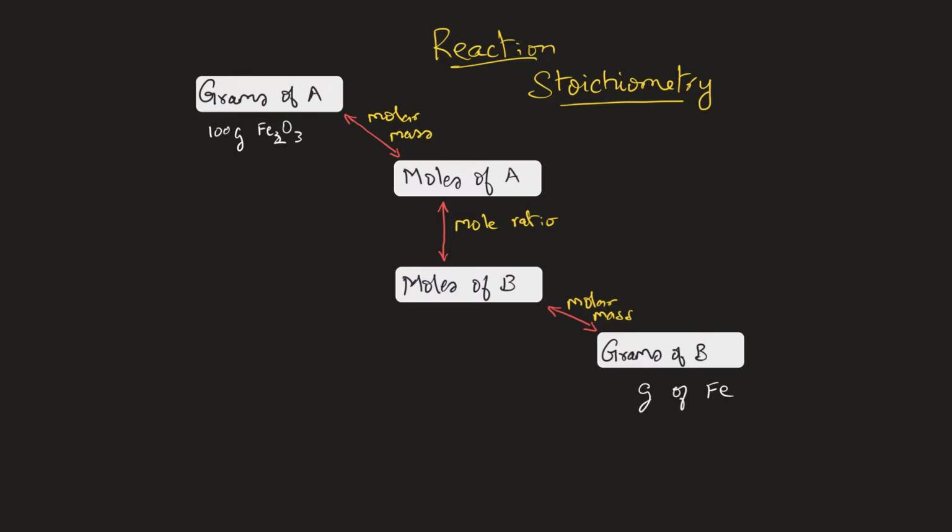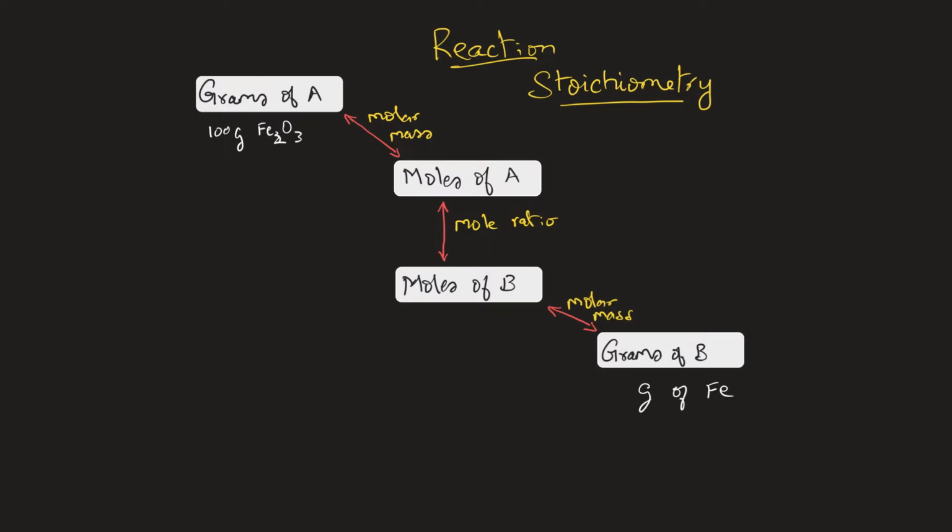How many steps will that need? Grams of iron oxide will have to be converted to moles of iron oxide. Moles of iron oxide will have to be converted to moles of iron, and then moles of iron will then be converted to grams of iron. So in total, there are 1, 2, and 3 conversions. Now that you know there are 3 conversions, the actual math is relatively easy.